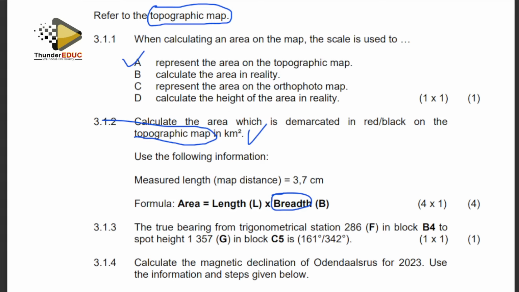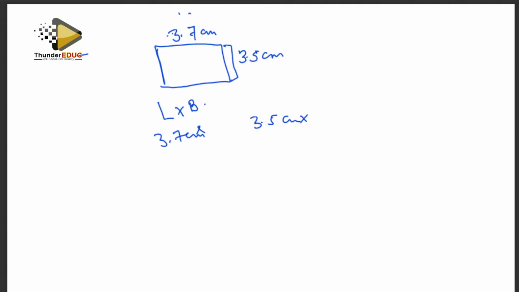We come here, you remember this box. If it is a topographic map and they want the answer in kilometers, what do we use? 0.5. If they want the answer in meters, we use 500. If it's an orthophoto map, it is 0.1 for kilometers and 100 for meters. Okay, so we come here.